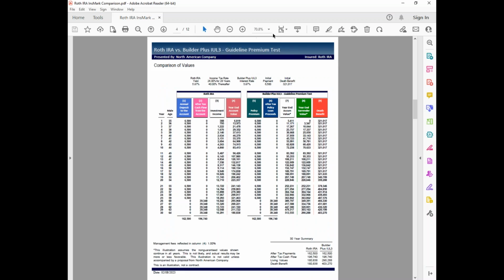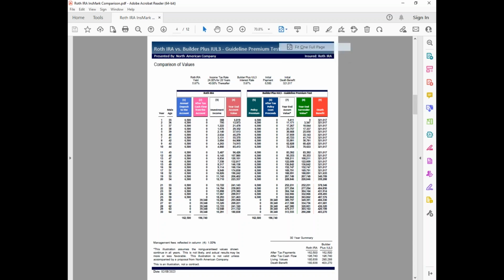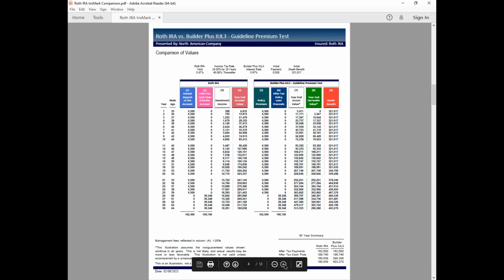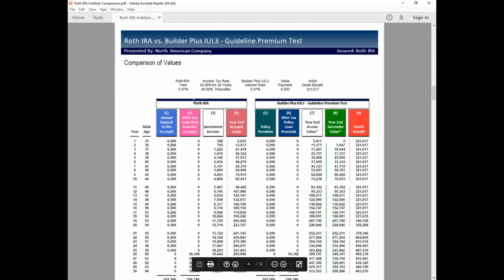Okay. So let's get this to fit all the way across the page so that we can see the full benefit of it. So over here on the left-hand side is our Roth IRA, and then on the right-hand side is our Builder Plus. And like I said, this was a 35-year-old that we're putting $6,500 away. That's the Roth IRA limit. So these are after-tax dollars. That's what we're doing in the life insurance policy.